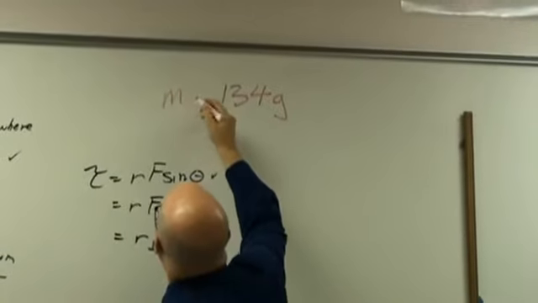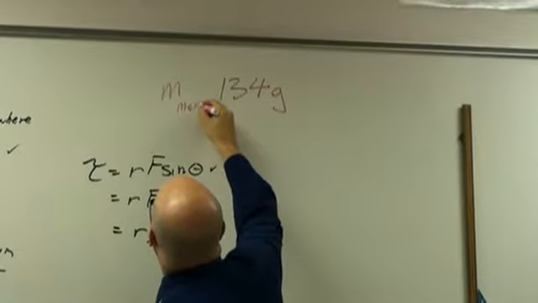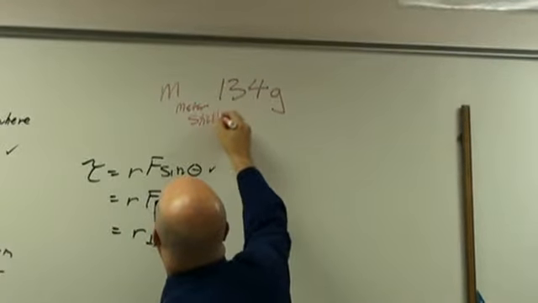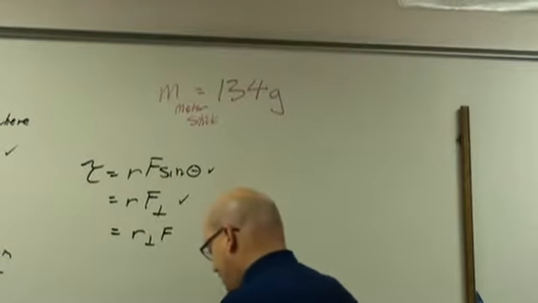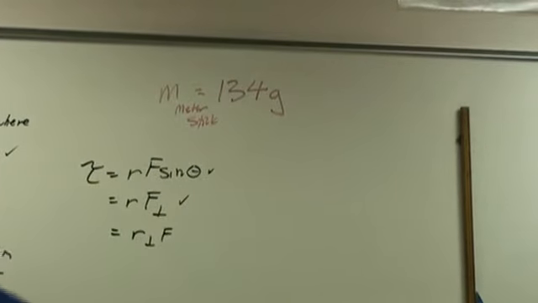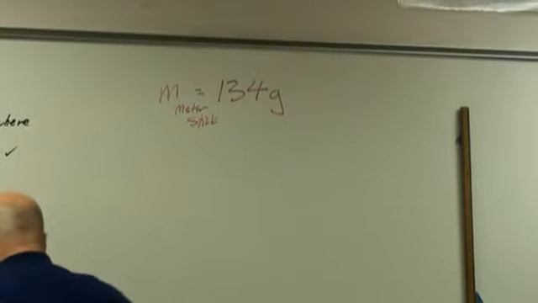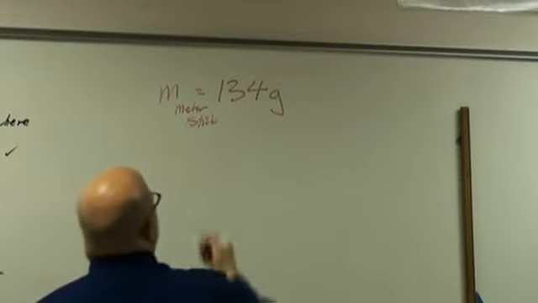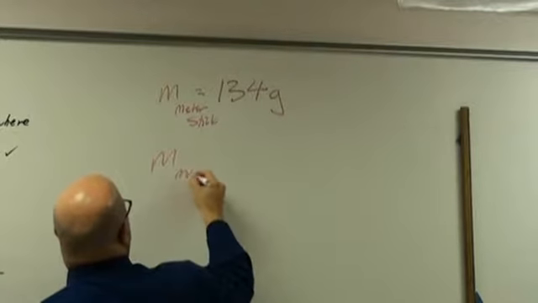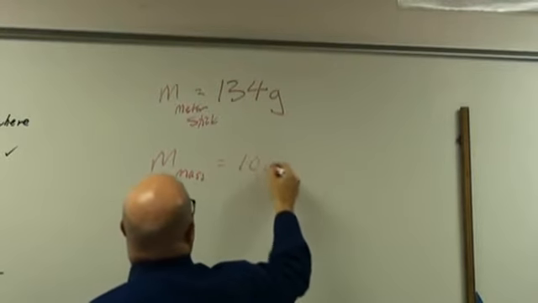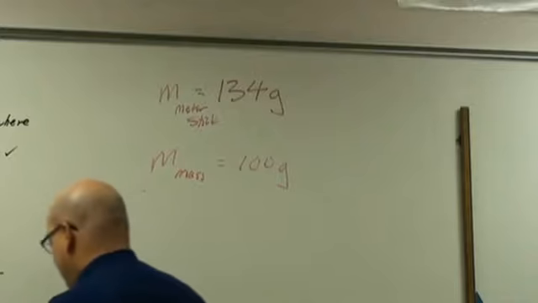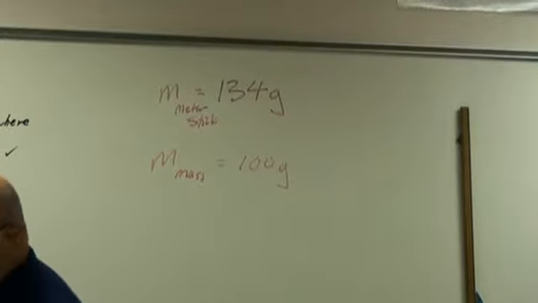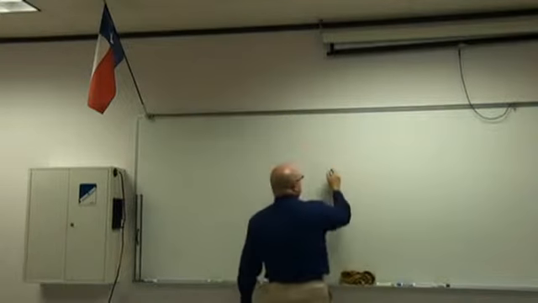That's the mass of the meter stick. Okay? What's the mass of the weight? The mass was 100. Mass equals 100 grams. Okay? All right, we draw a free body diagram.